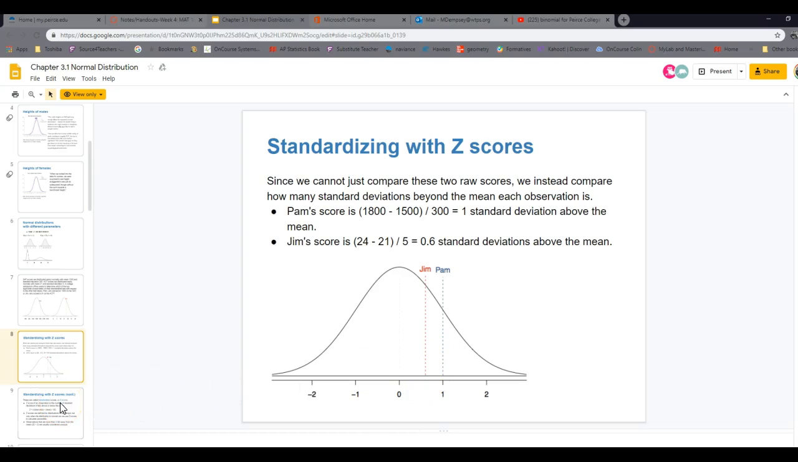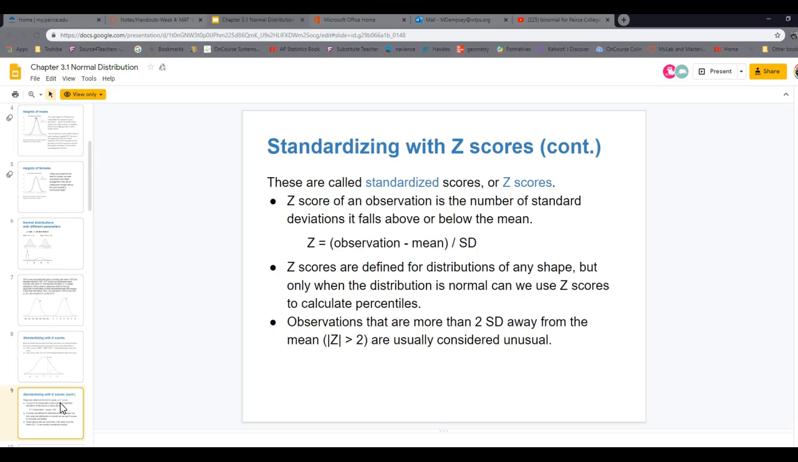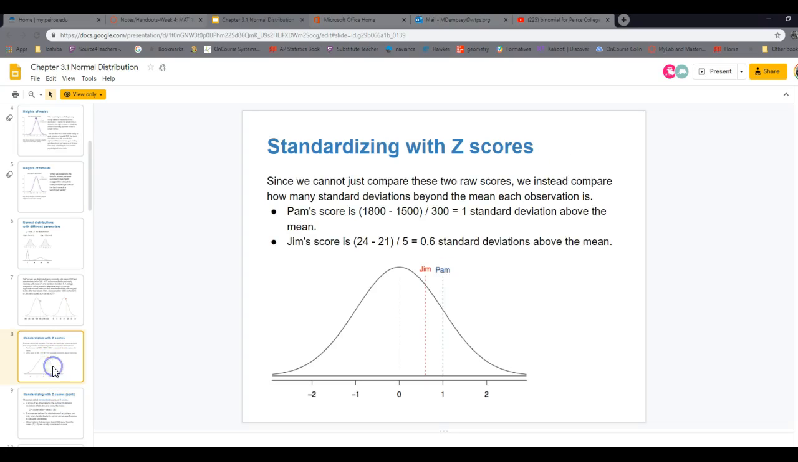Okay, now what we can do with z-scores in a normal distribution is we can turn them into percentiles. Let's take Pam because that's going to be a little bit easier. Pam is 1 standard deviation above the mean. So the empirical rule, or the 68, 95, 99.7 rule, says this. From 1 standard deviation below the mean, which is right here, to 1 standard deviation above, is going to contain 68% of all of the observations, right? 68% of everybody.